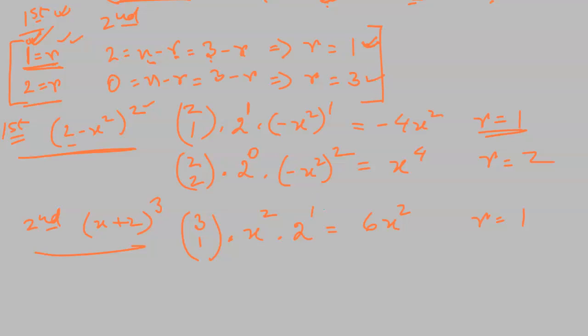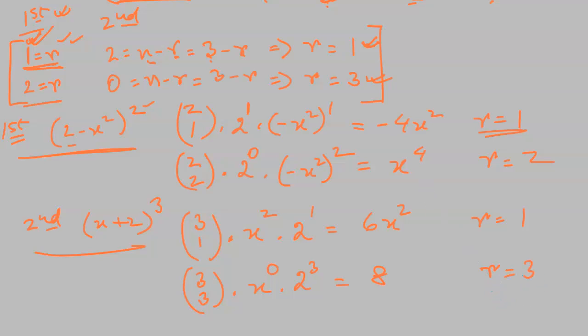The next value that we require is for r equal to 3. So it is 3C3 times x raised to the power of 3 minus 3, which is 0, and 2 raised to the power of 3. So nCn, or 3C3, is equal to 1. And x raised to the power of 0 is also equal to 1. 2 raised to the power of 3 is equal to 8. So this is the case of r equal to 3.